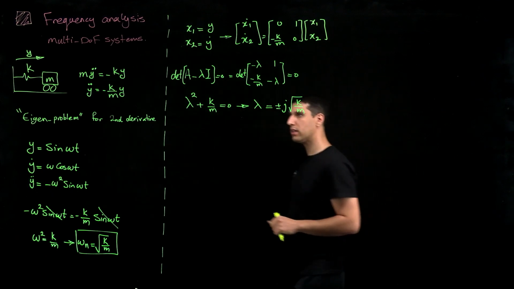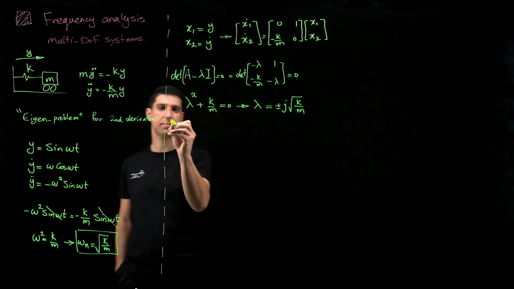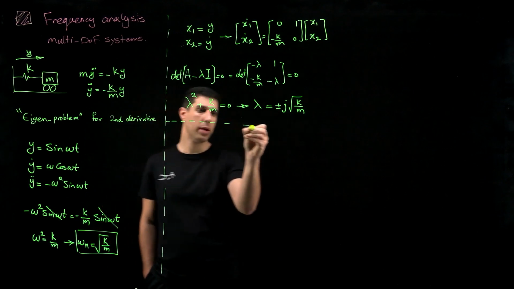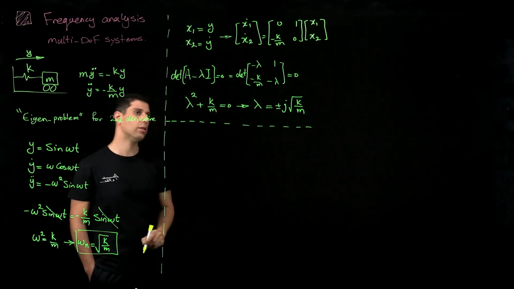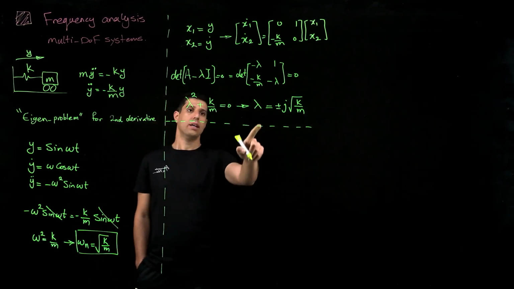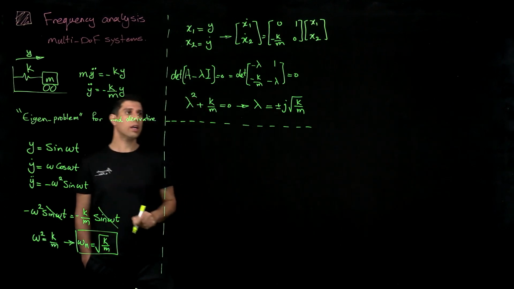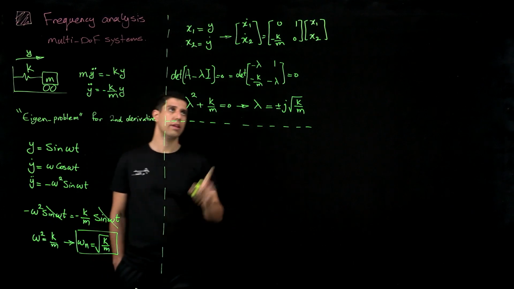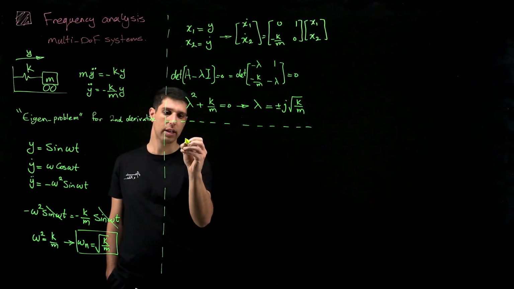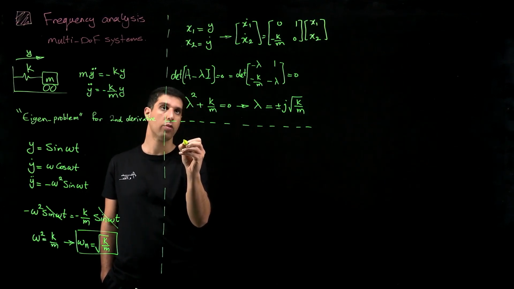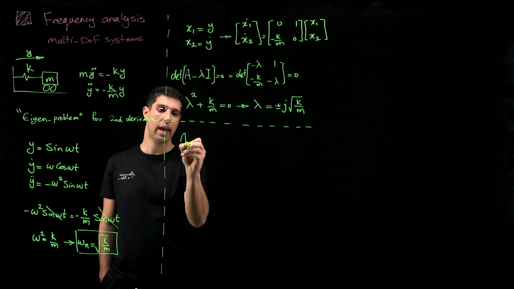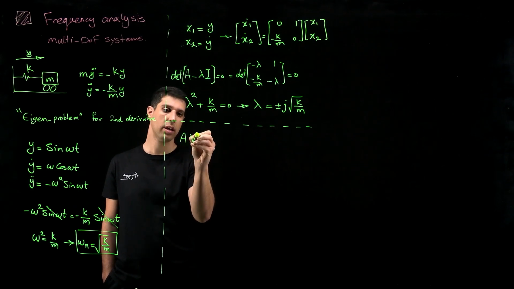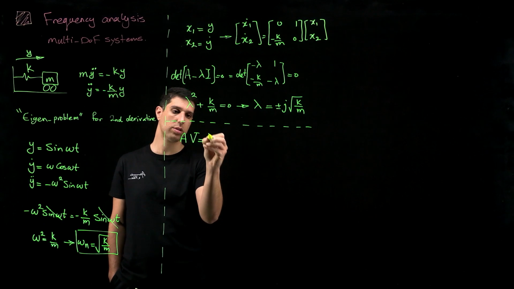But we can go further. Maybe the rest is a little new. Now let's calculate the eigenvectors of this matrix. So to do that, I can write A times V equals lambda V.